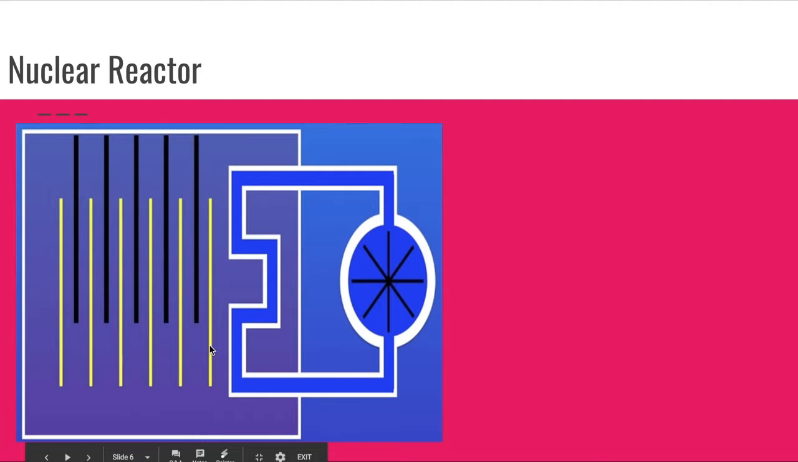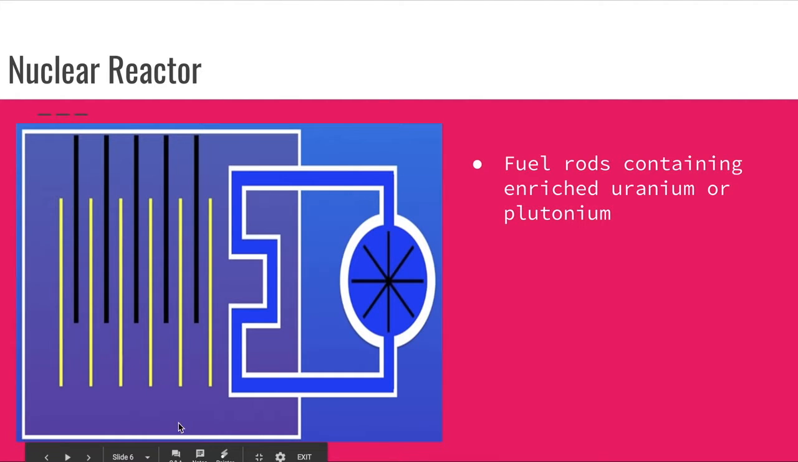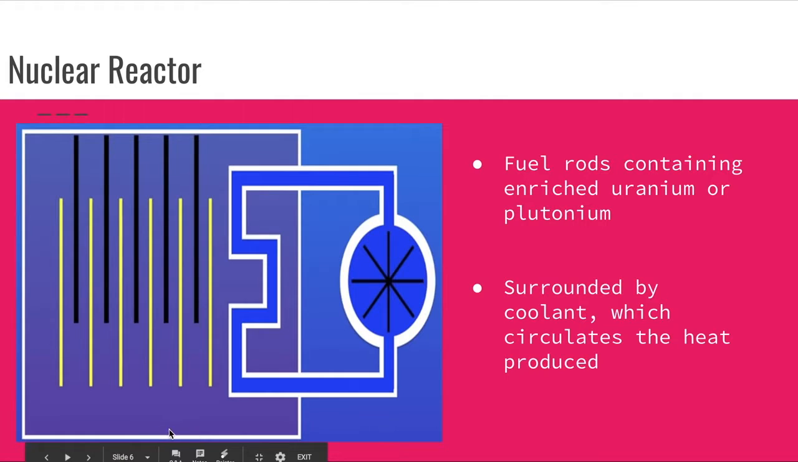Here we have a nuclear reactor. Now, the yellow things are called the fuel rods, and they contain the enriched uranium or the plutonium-239, and this is the fuel. They are surrounded by coolant, or a moderator, which circulates the heat produced from the nuclear fission reaction.